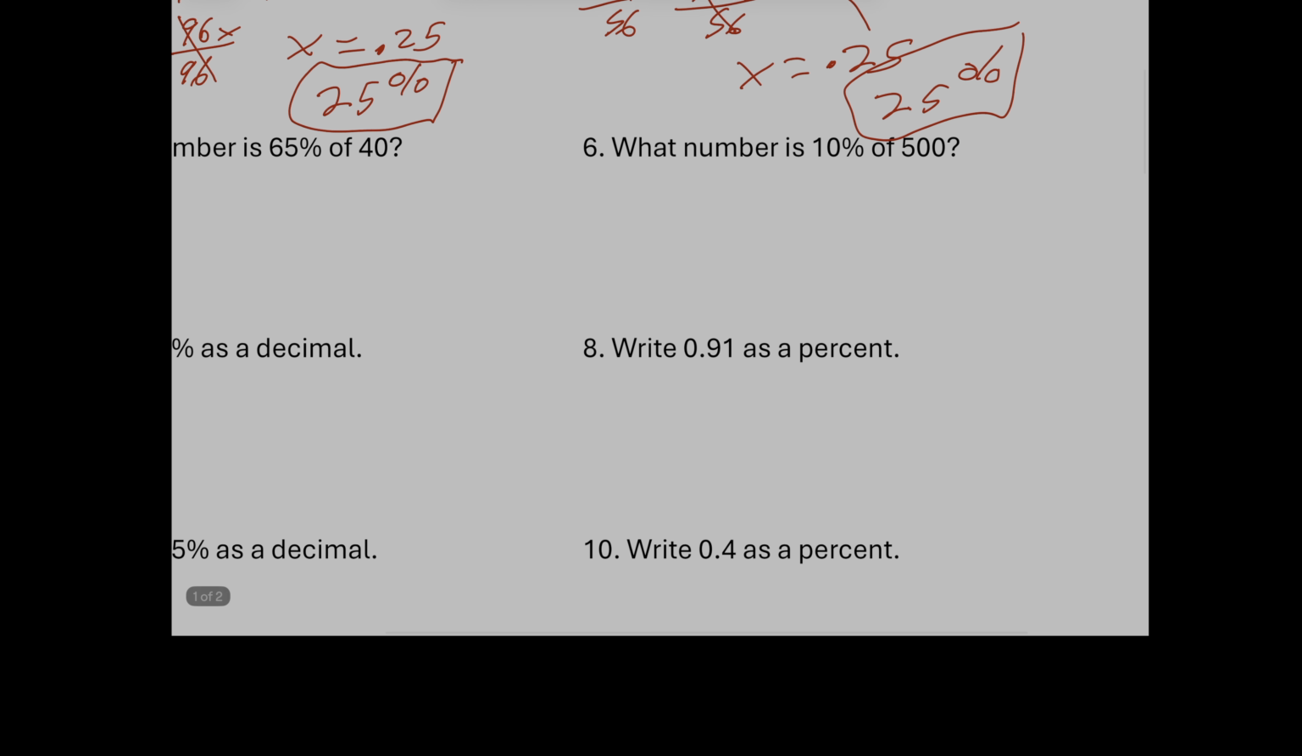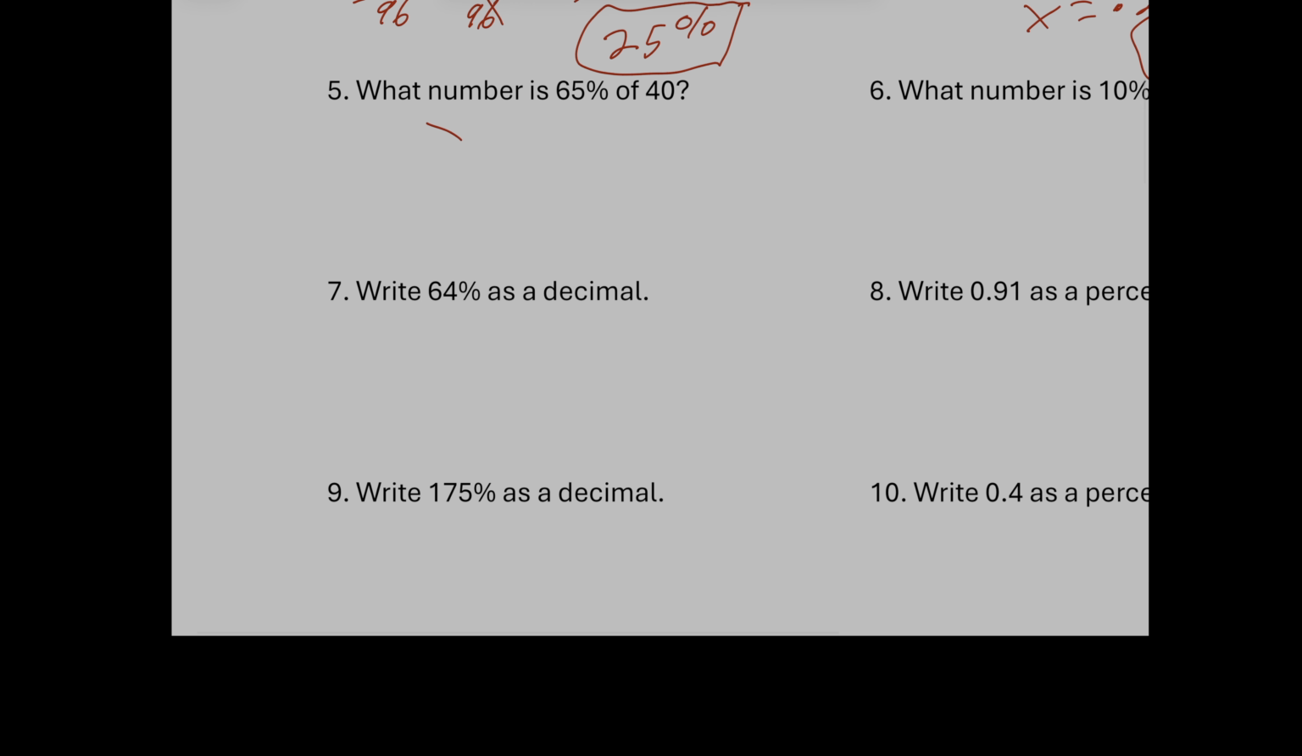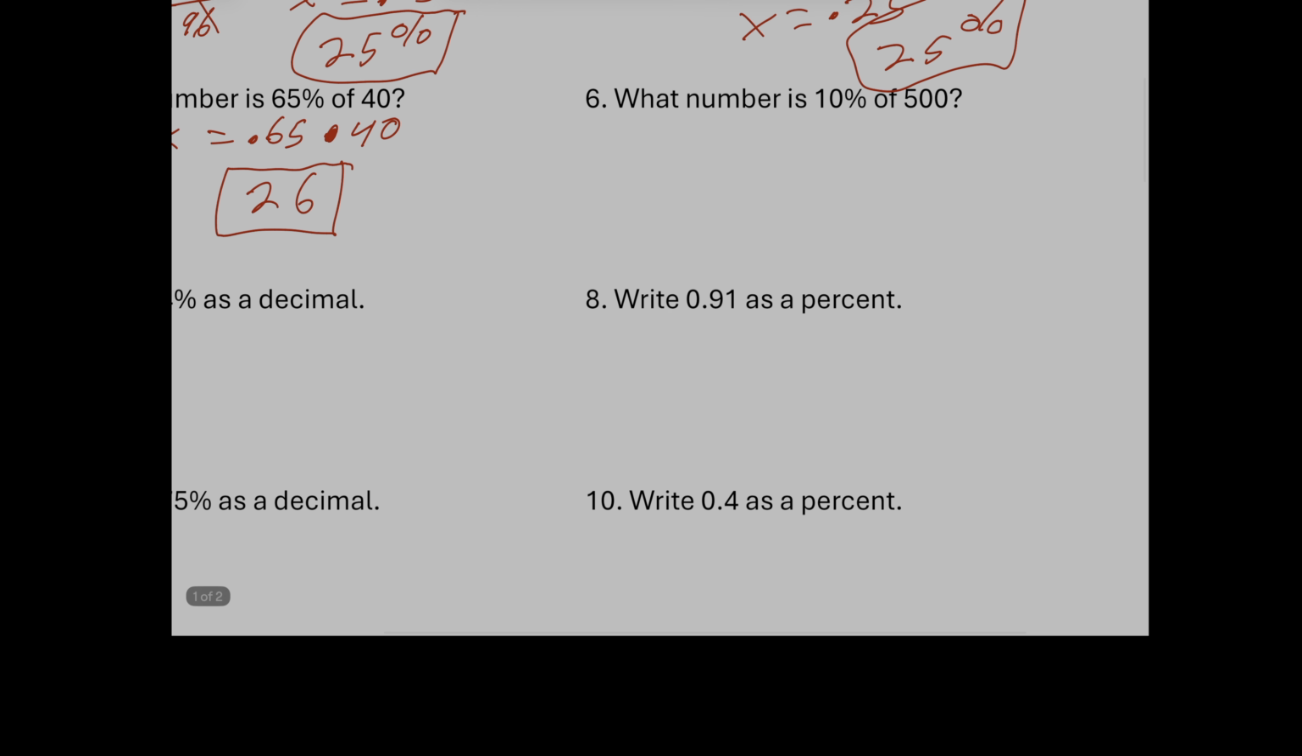Okay, let's keep going on now. What number x is 65% of 40? What's the math version of that? 0.65. "Of" means times, and 40 means 40. Okay, so if I go 0.65 times 40, I'm going to get 26. Okay, 65% is a little more than half of something. Is 26 a little more than half of 40? Sure, it is. It makes sense as an answer.